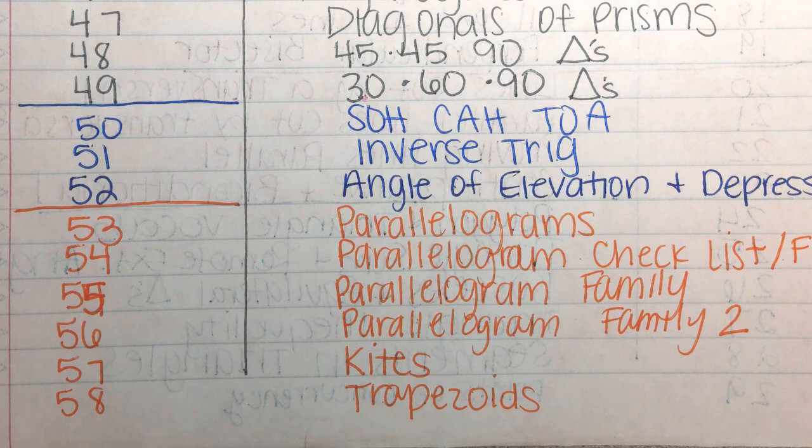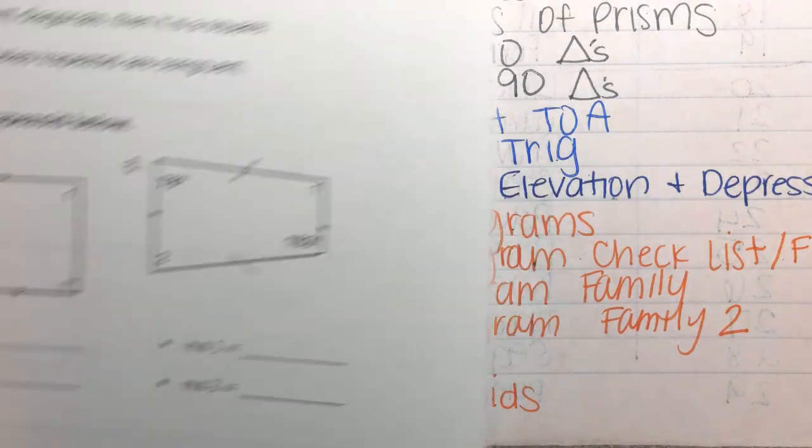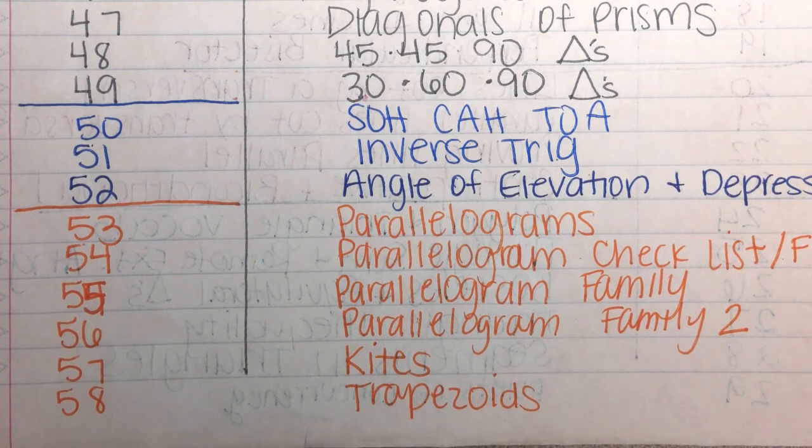So, what you're going to do tomorrow, you're going to turn in these homeworks stapled together for 1 grade. So the kite homework is going to be turned in tomorrow with the trapezoid homework for 1 grade. All right, this homework is due tomorrow along with your kite homework.